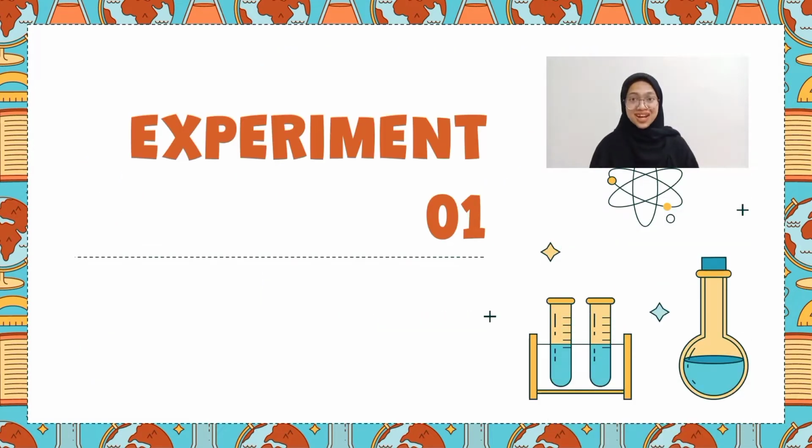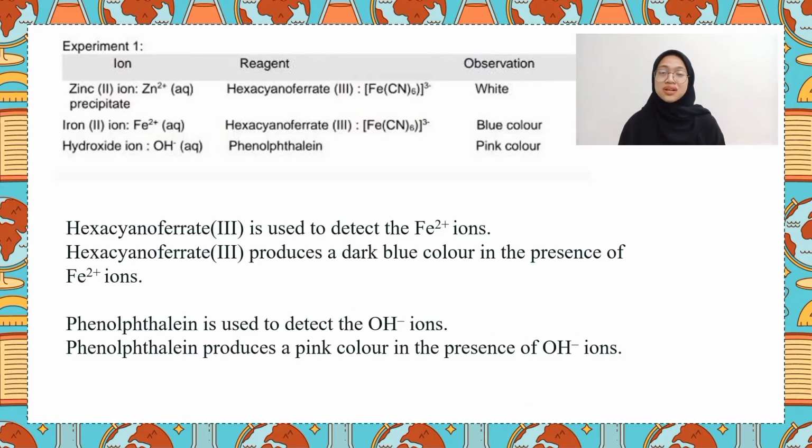Hello everyone. Now we will discuss experiment 1. From the table below, we can see some materials and results from the observation. First, we need to know what hexacyanoferrate is. Hexacyanoferrate is used to detect Fe2+ ions. Hexacyanoferrate will produce a blue color in the presence of Fe2+ ions.